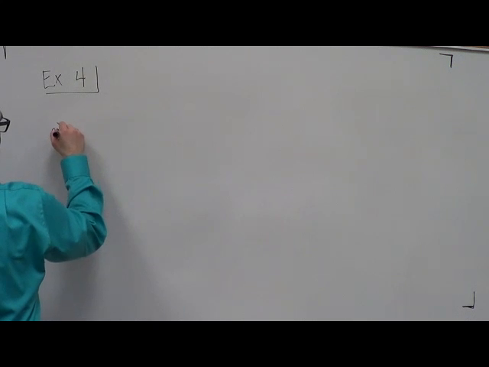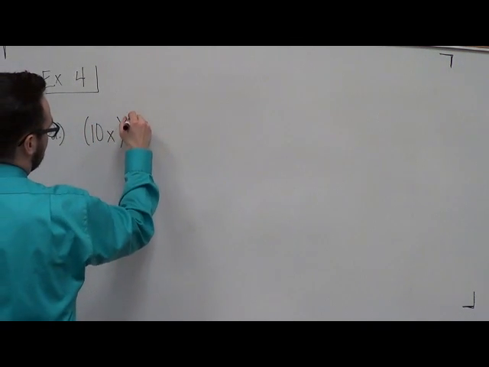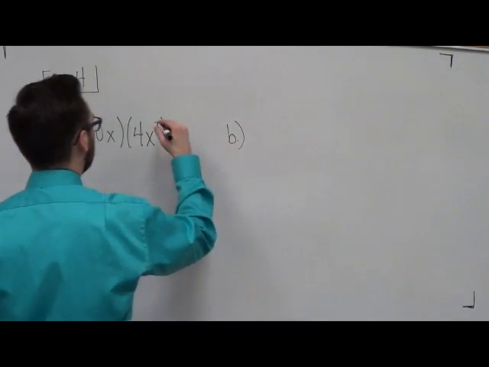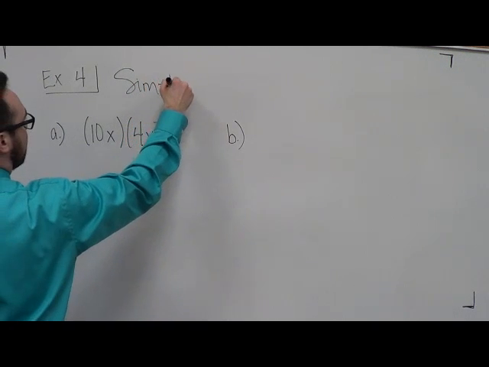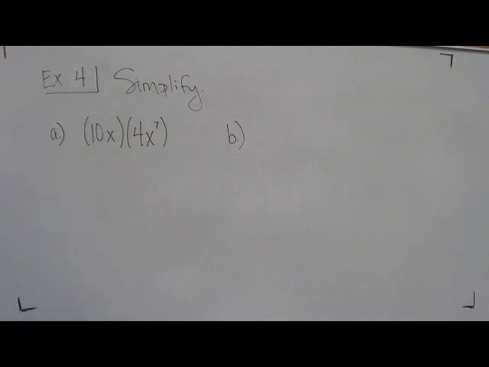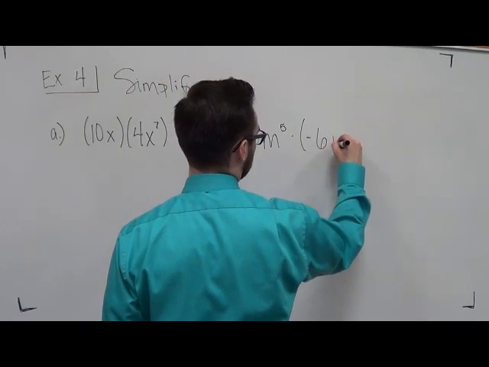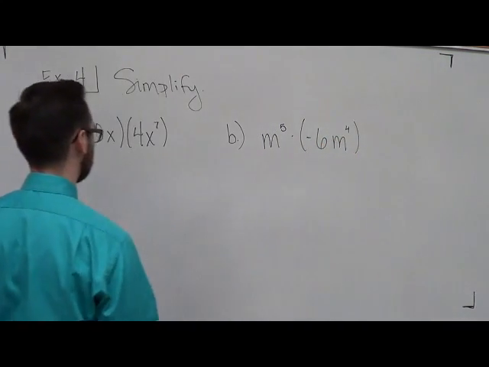So let me get you a couple of examples here. So if I have 10x times 4x to the 7th, and the directions on something like this would just say to simplify. And so when it says to simplify, that just means you're going to either multiply or divide depending upon what they give you. So then we're going to have m to the 5th times negative 6m to the 4th.